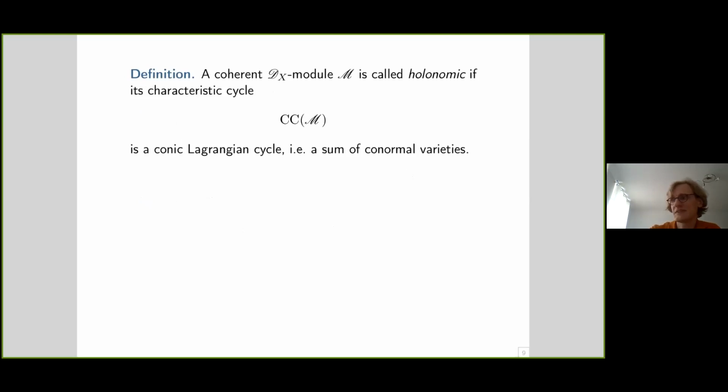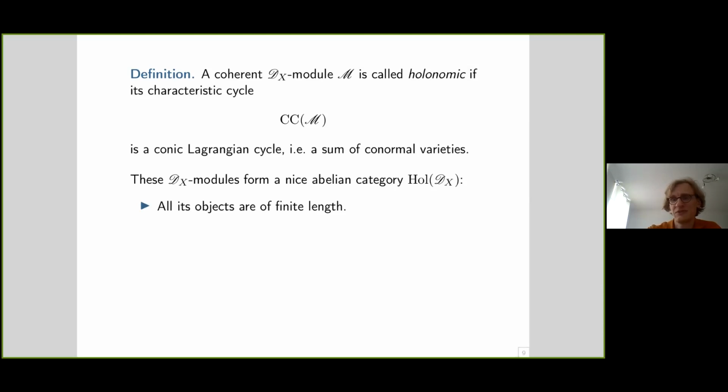Okay, in these examples, I've shown you the characteristic cycle was always a sum of conormal varieties. And this has a special name. So the D module is called holonomic if its characteristic cycle is a sum of conormals, which conceptually means it's a cone. This is always true, but it's a Lagrangian cone.